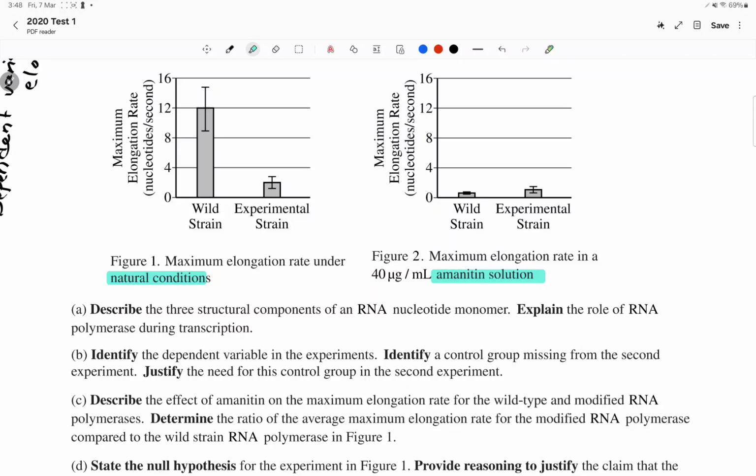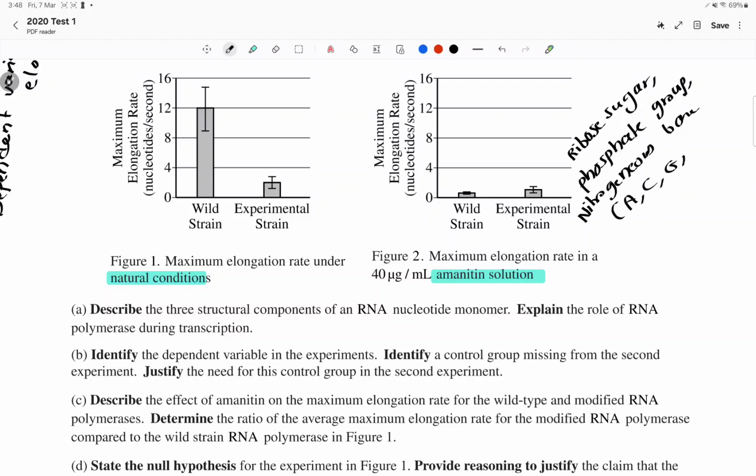Okay, part A. Describe the three structural components of an RNA nucleotide monomer. Can someone tell us what those are? Ribose sugar. Phosphate group. Nitrogenous base. It's not enough. Elaborate on the nitrogenous base. A, C, G, T. It doesn't have T. A, U. So it's going to be A, C, G, U. That's how you answer part A.